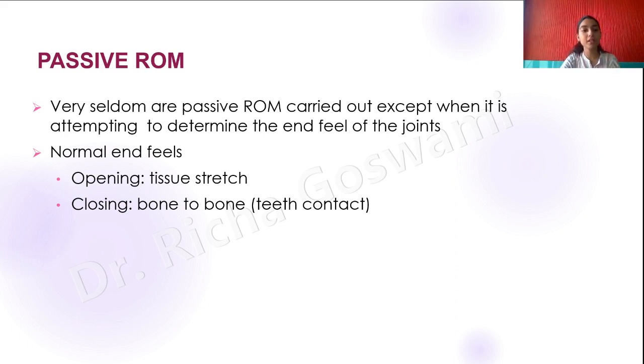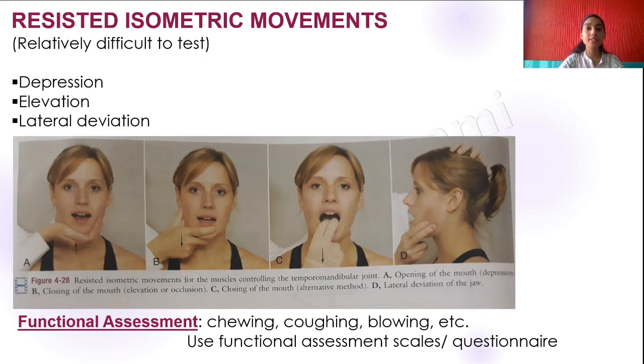Normal end feels are: opening is tissue stretch and closing is bone to bone because of the teeth contact. Resisted isometric movements are relatively difficult to test for the TM joint. To check this we have to maintain the resistance for at least 5 seconds and check depression, elevation and lateral deviation of the mandible. Here in the picture the method and hand placement are given.